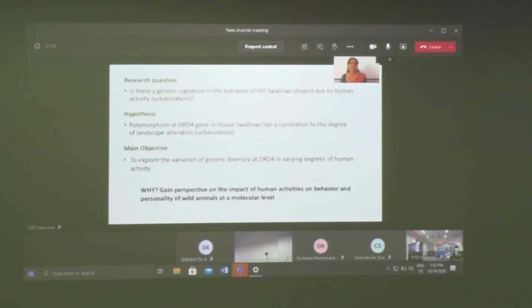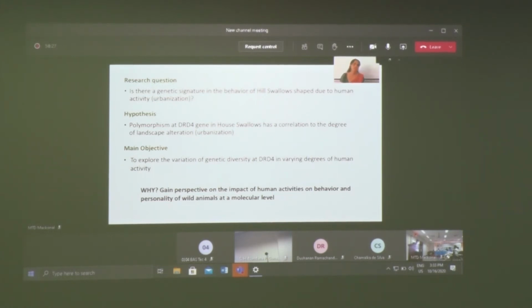Is there a change in the genetic structure with respect to polymorphism of the DRD4 gene? That was my question, that was shaped by human activities that ultimately resulted in changes in their behavior and personality. And I hypothesize that a correlation exists between the level of DRD4 gene polymorphism and the degree of urbanization. And this degree of urbanization was taken as a proxy for the amount of human activity in that area.